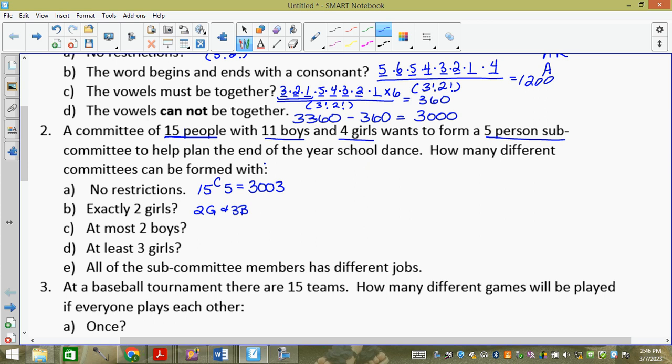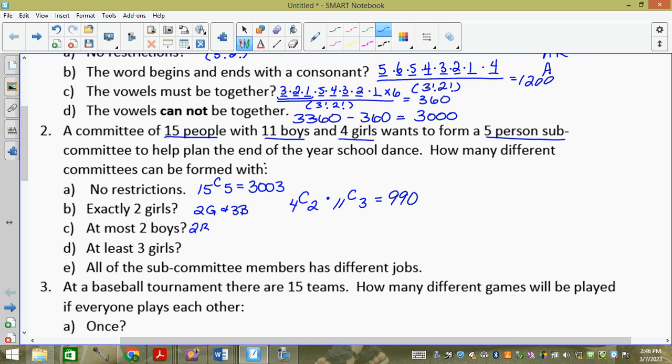We have to watch to make sure we supplement. So girls, we have 4, choose 2. And means I multiply because and add do not go together, right? And then boys, we have 11, choose 3. And what do we get? 990? Okay, at most 2 boys means 2 boys or less.